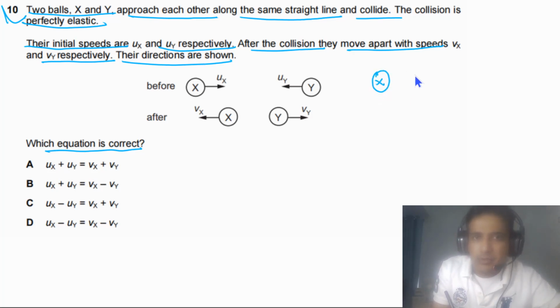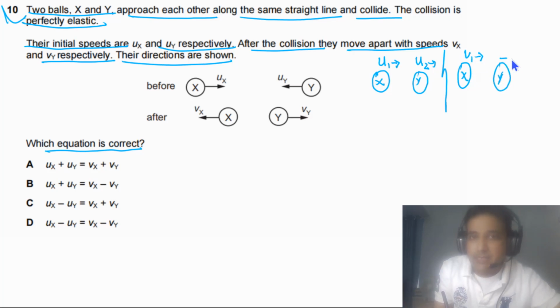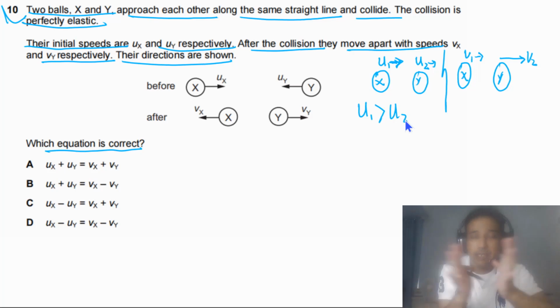Let's say this is ball x, and here we have one ball y. Let's say x is moving to the right with velocity u1 and y is moving to the right with velocity u2. And after collision, x continues moving in the same direction with velocity v1 and y continues moving in the same direction with velocity v2. But in this case, u1 is greater than u2, so this is very important. u1 is greater than u2, so they will collide with each other.